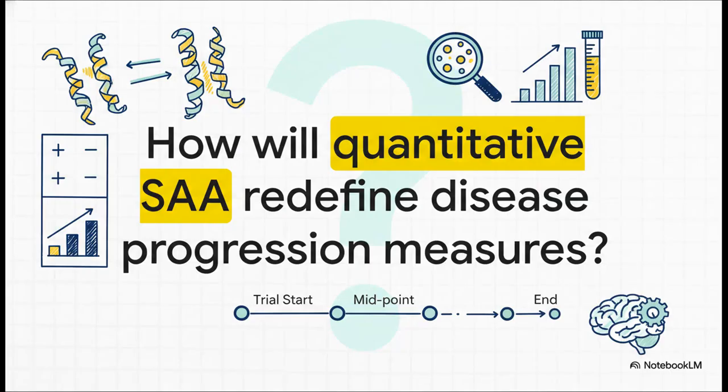So we'll conclude with a forward-looking thought. Right now, these assays give us a binary, a yes or no result. The next frontier isn't just about detection. It's about developing quantitative assays to accurately measure the total seed activity. This is going to be absolutely essential for objectively monitoring disease progression and, maybe most critically, for measuring therapeutic response in all the disease-modifying clinical trials that are on the horizon.